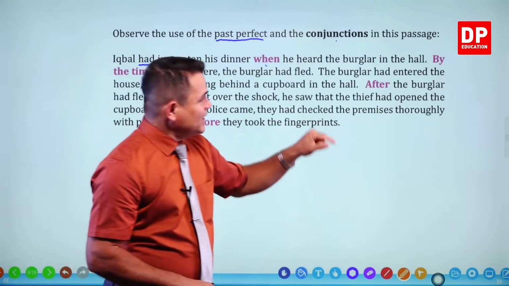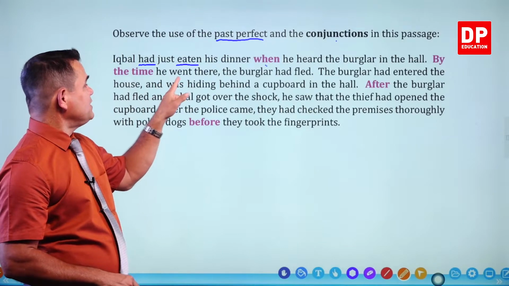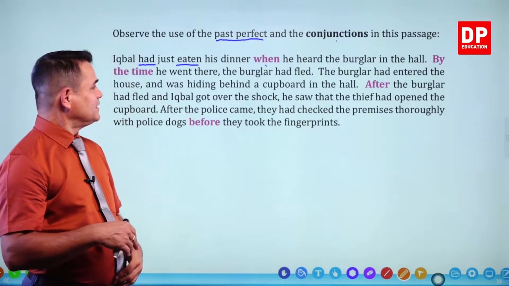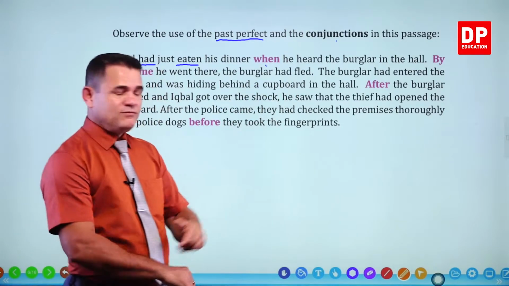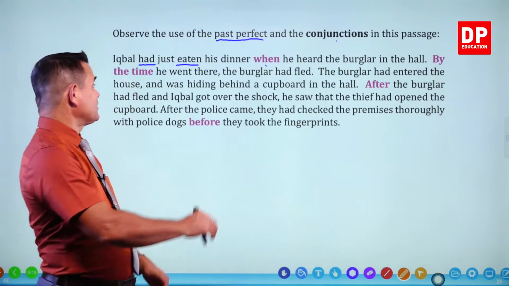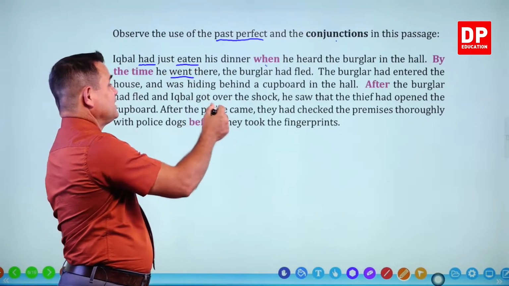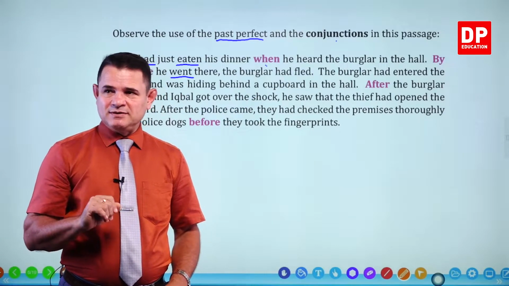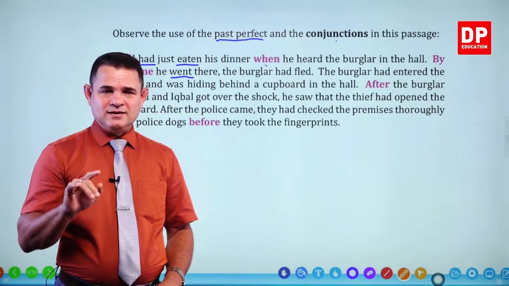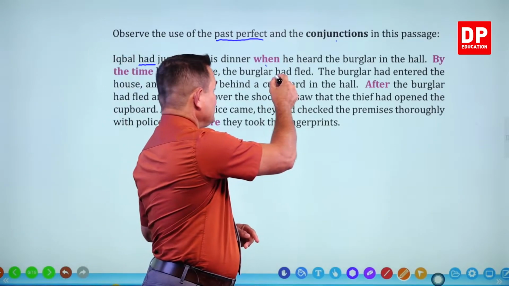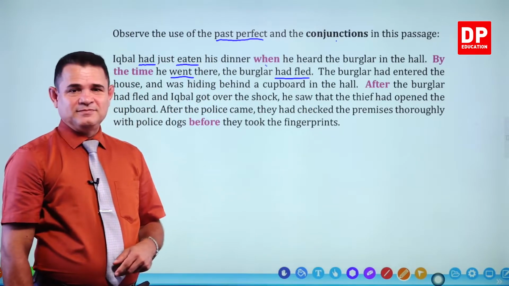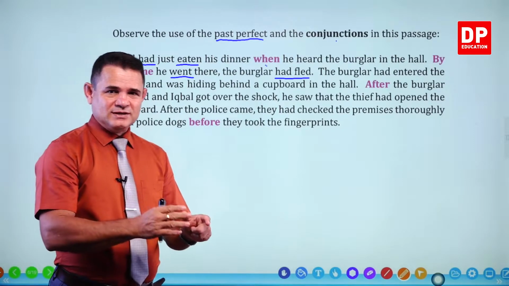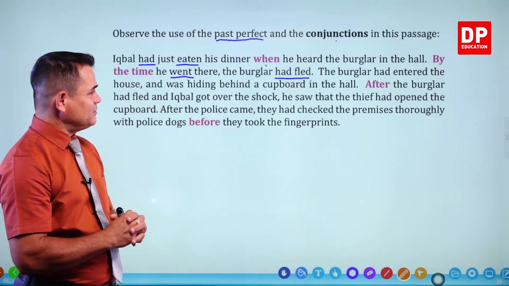Right? And by the time he went there, burglar had fled. Gya past tense. Ita kalin. Fled kiyanne flee. Flee kiyanne ke past participle. Flee, fled, fled. Burglar had fled. Past participle. Had fled. පලා ගිහිල්ලා තිබුණා. එයා එතනට යන විට හොරා පලා ගිහිල්ලා තිබුණා.